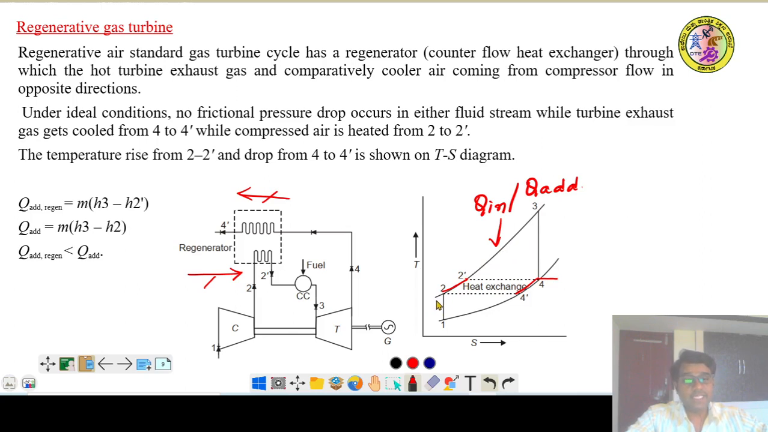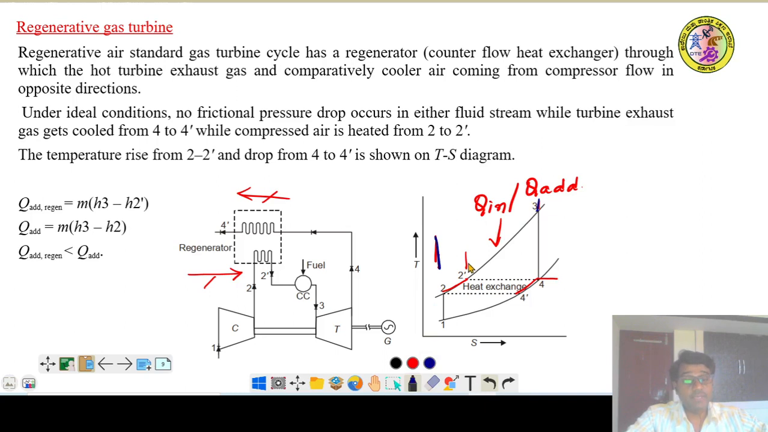So if there is no heat exchanger, the heat is added only from 2 dash to 3. Sorry, without the heat exchanger, the heat added is from 2 to 3. That is 2 to 3 without the heat exchanger.